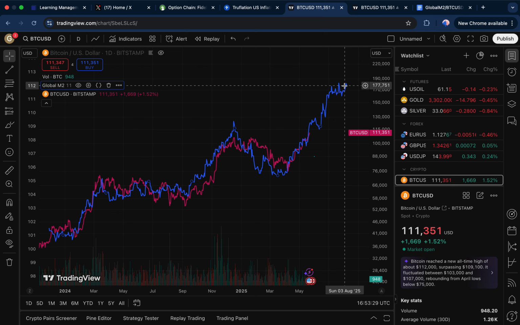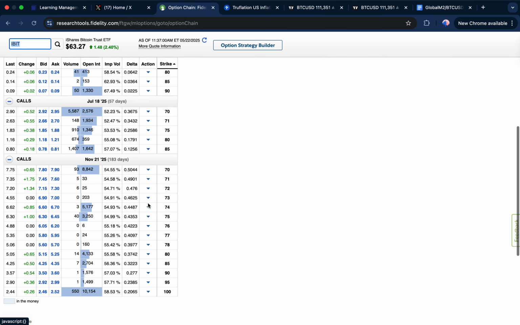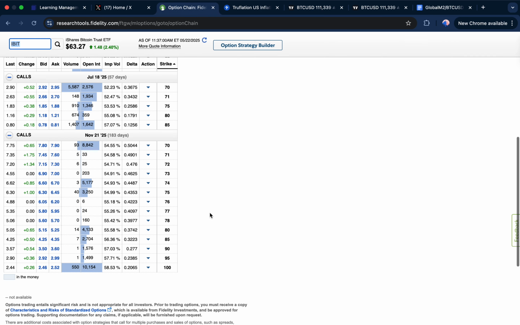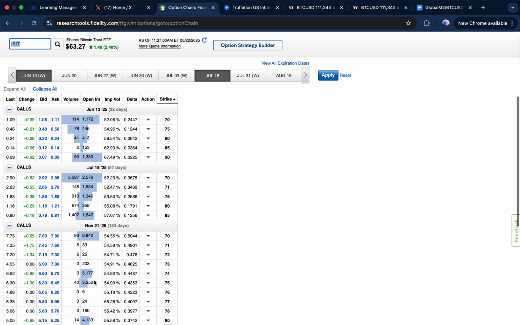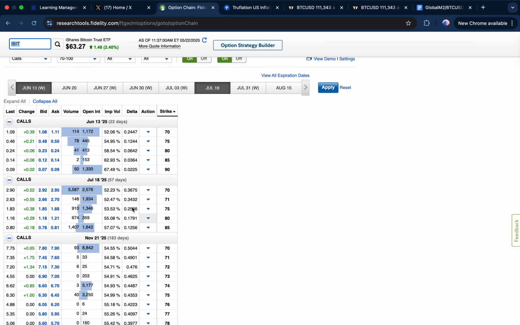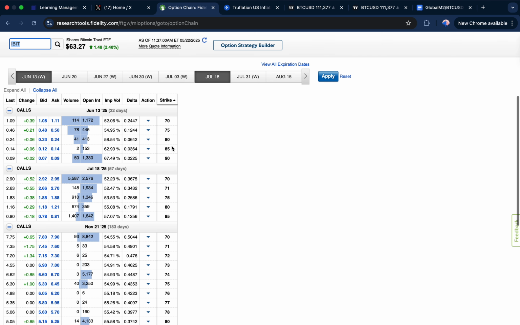Me personally, I have a lot of cash right now, probably 60% cash, and then I'm heavy in IBIT options. I was just looking at them. I'm probably going to pull the trigger on some November hundreds, and then July 85s, and then June. I think it might have been 70s. That might have been what I did.